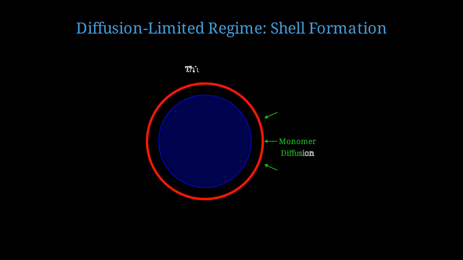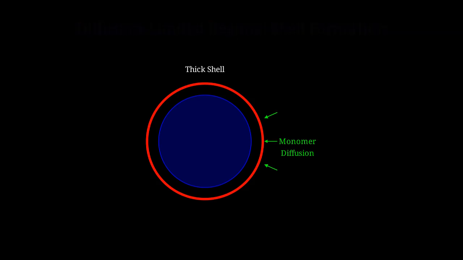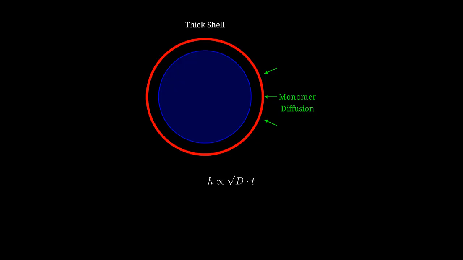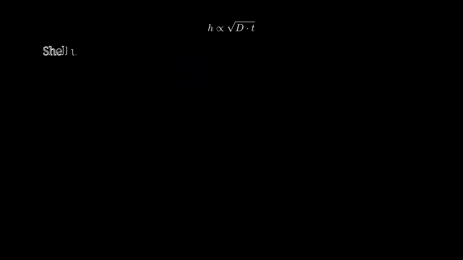Let's explore the diffusion-limited regime first. This occurs when the reaction is very fast, so the shell thickness is controlled by how quickly monomers can diffuse to the reaction zone. In this regime, monomers must diffuse through the growing shell to reach the reaction zone. The shell grows slowly because diffusion through the polymer is the bottleneck. The shell thickness, h, grows proportionally to the square root of D times t, following Fick's law of diffusion. This square root dependence means that to double the shell thickness, you need to wait 4 times as long. This is characteristic of diffusion-controlled growth.